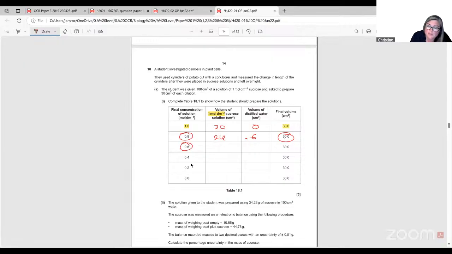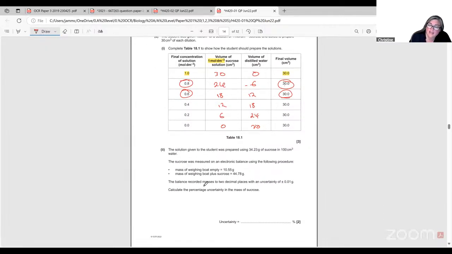Carry on with that. And I want 0.6 of 30 centimeters cubed. So all it wants you to do now is say, how much am I putting in? So if I'm doing 0.6, that's 18, and then I'm going to put in 12. I thought I'd put that the wrong way around, but I didn't. I did it well. And then what we're going to do is switch that around because we're now going to 0.4. So I'm going to do 12 and 18. Then I'm going to put 6 and 24. And then I'm going to put 0 and 30. So that's how to answer that question.